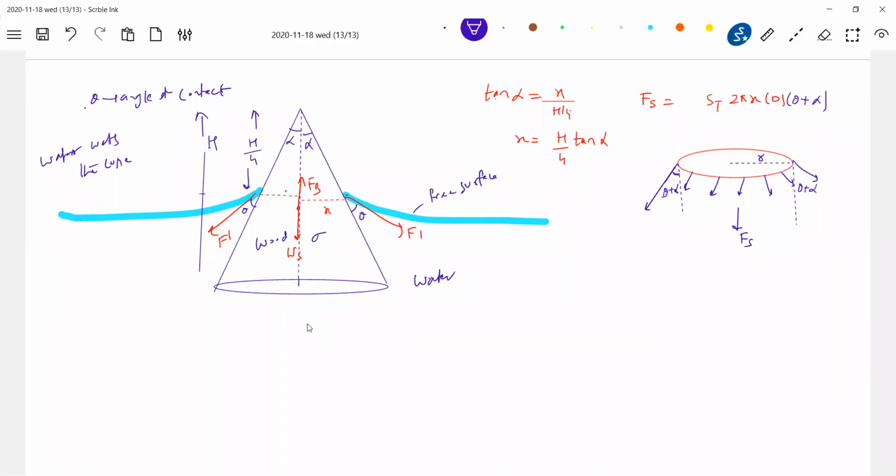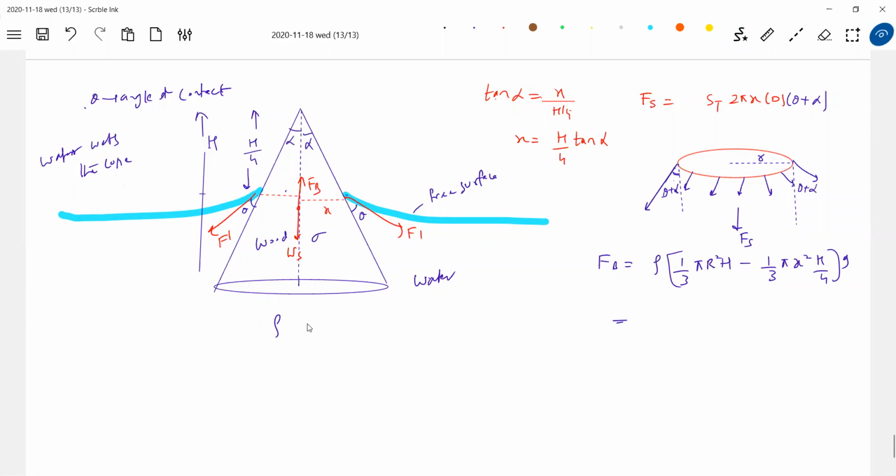Okay, let's get into buoyant force. So what is the buoyant force? Density of water, volume immersed, into g. How to calculate volume immersed? The volume of the cone is 1/3 pi r square h. In the bigger volume, I should subtract the smaller volume. So this should be 1/3 pi x square, and what is the height of this cone? H/4, into g. Volume immersed.